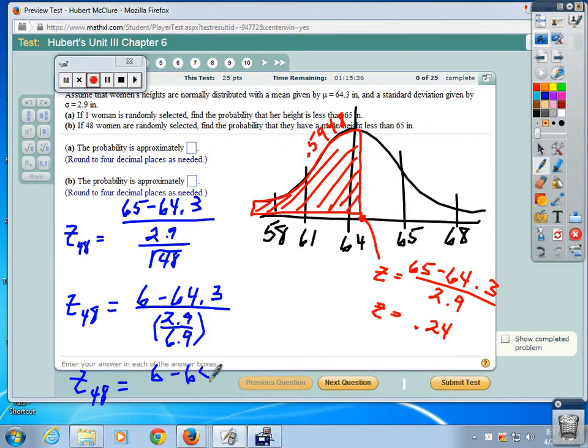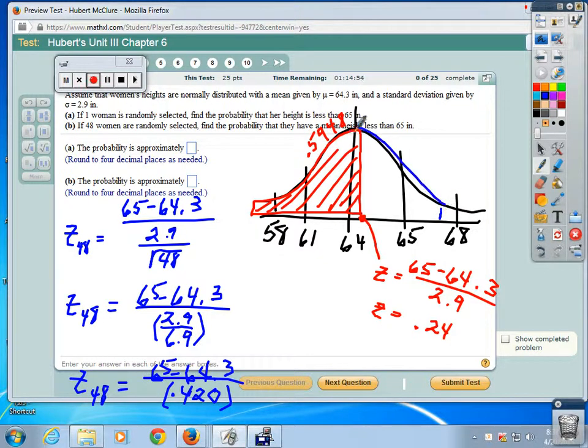Is that what everybody got for the denominator? Okay, now give me that number. I mean the z-score. What is the final z-score? It's going to be positive, so it's going to be on this side again. What does it come out to be? 1.67.